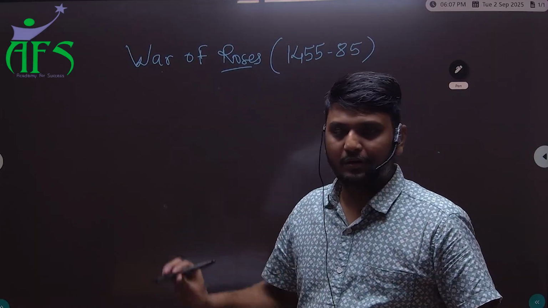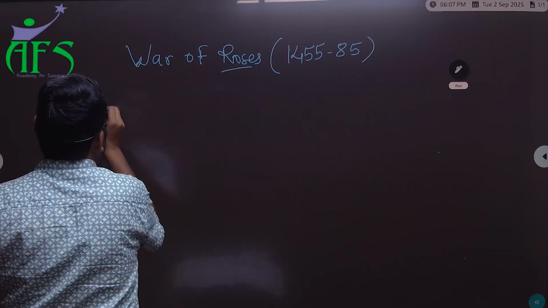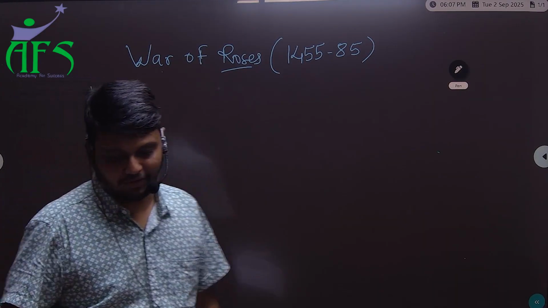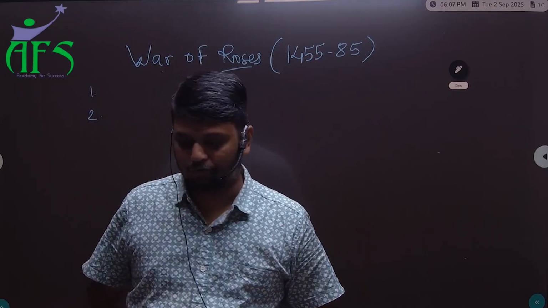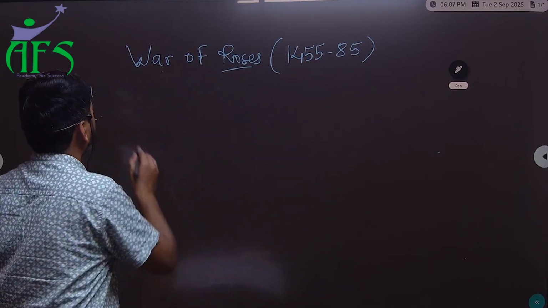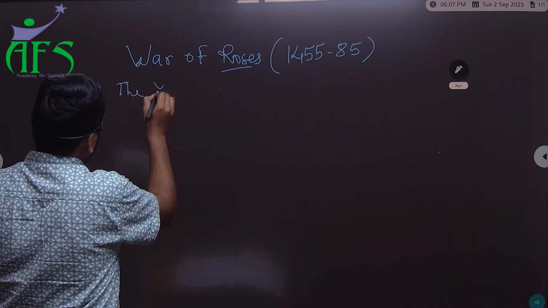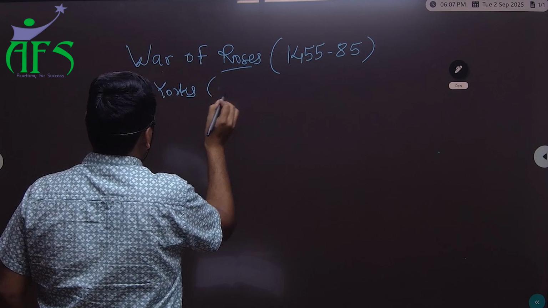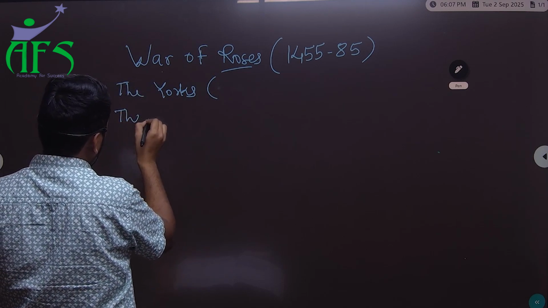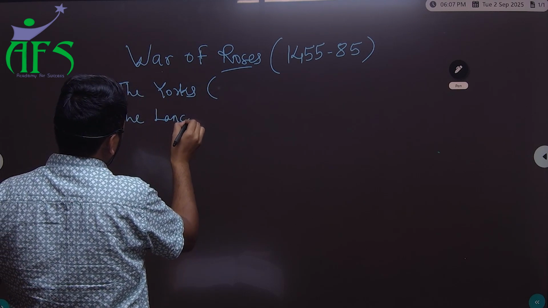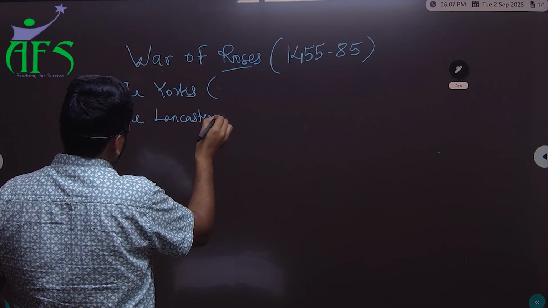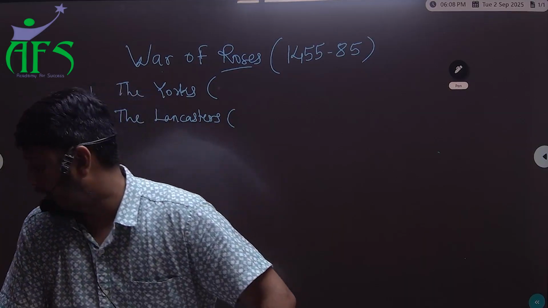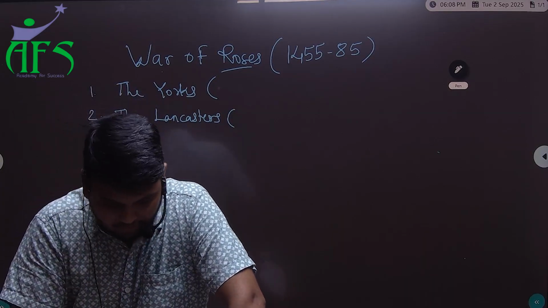Do you want me to write it down over here? I think it will take too much time, so I don't want to write it down. But you might have heard about this one. The Yorks and the Lancasters, these are the two royal families.